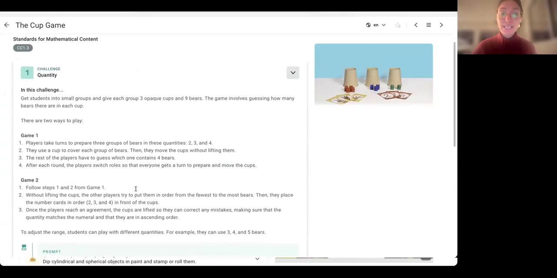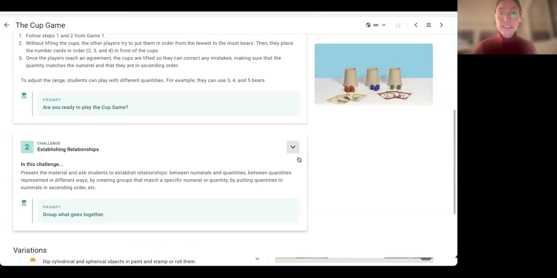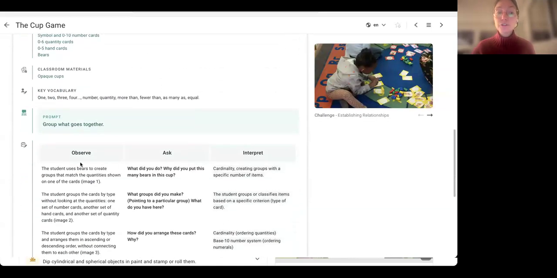So you're going to have the game explained here, and then something very important and valuable is that in addition to the game, you're also going to have what we call observation tables, which are tables that tell you what you may be observing from the student, what you can ask to foster deeper thinking and learning, and what you can interpret from their answers, right?